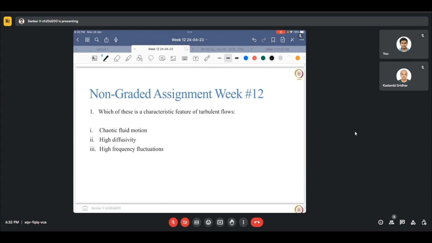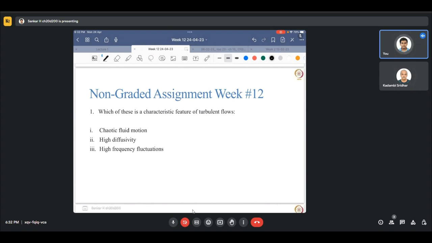Oh, and also it says steady developing. I mean, how can it be both? Developing refers to the meaning that there is variation in the x direction. It cannot be steady, no? ∂u/∂x is not equal to 0. That's what defines it. The axial variation of the velocity profile is not equal to 0.